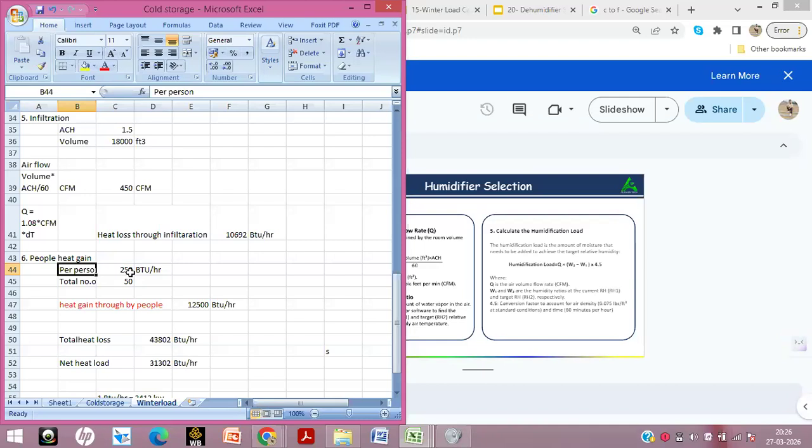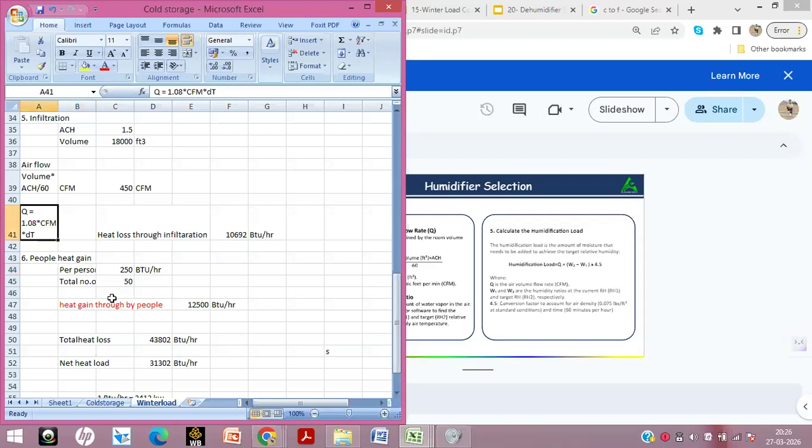So you are telling that it is sensible plus latent. Yes, total amount of heat per person is emitting 250 BTU per hour as per the standard. But when you are calculating the heat gain from people, the conversion 1.08 times delta T is for sensible only. For latent, it is 0.68.